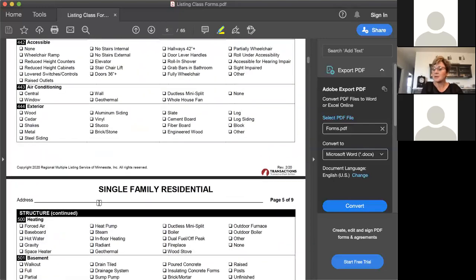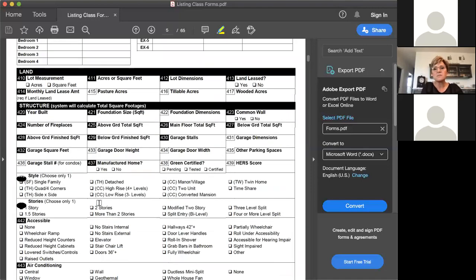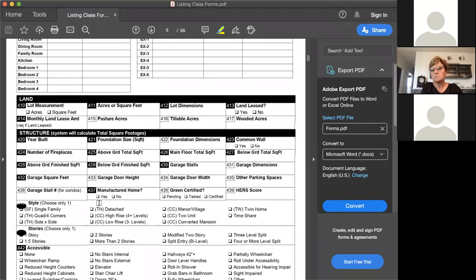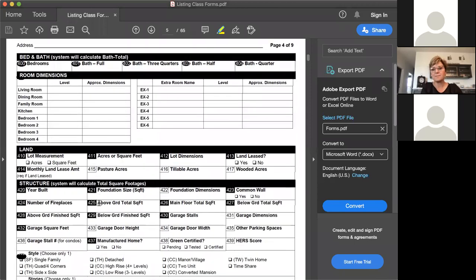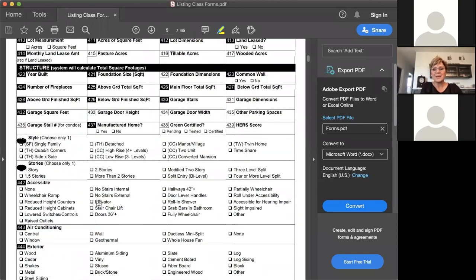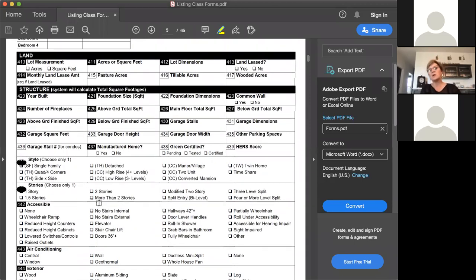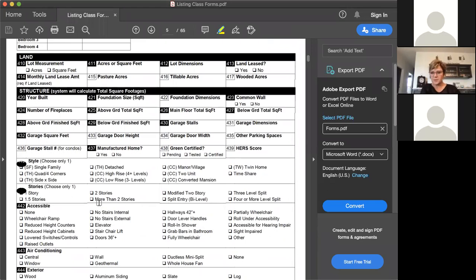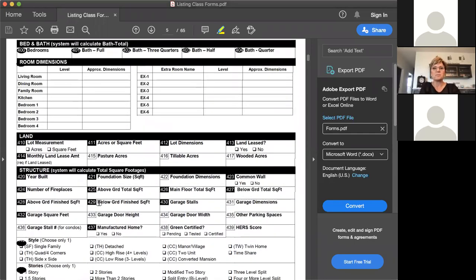Have you guys done a listing yet, or have you seen this form? Any questions? I haven't. Okay, so it looks pretty intimidating. It's all of the potential information that could be input for properties. Now, again, a lot of it may not apply. There are certain pieces of information that are required.